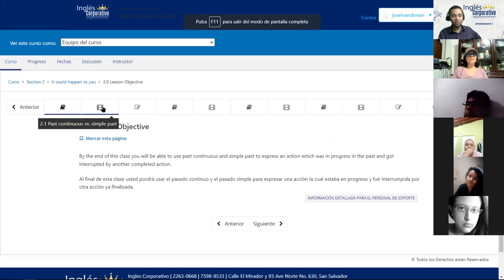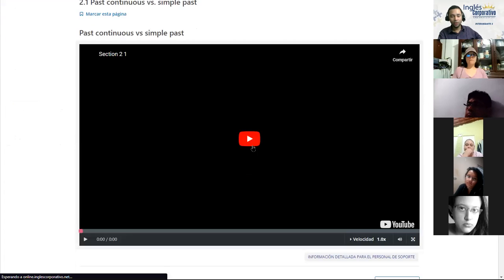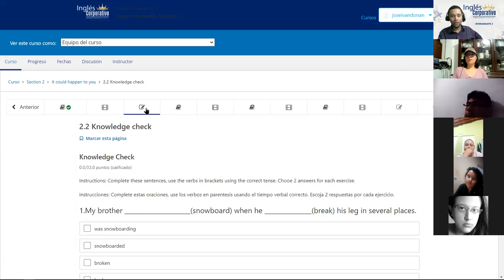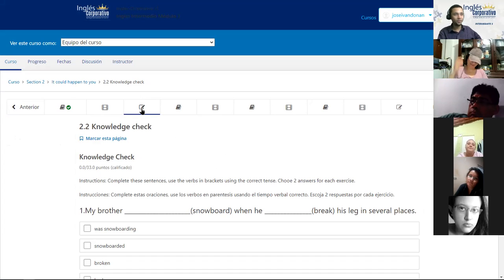Then past continuous versus past simple. Okay, or simple past. Please, everybody, watch the video. And then there is the knowledge check. Okay, por favor, hasta acá. Me gustaría que ya estuviese trabajado hasta el fin de semana, ¿verdad? Luego vamos a continuar ya el día lunes. Useful adverbs for telling stories.